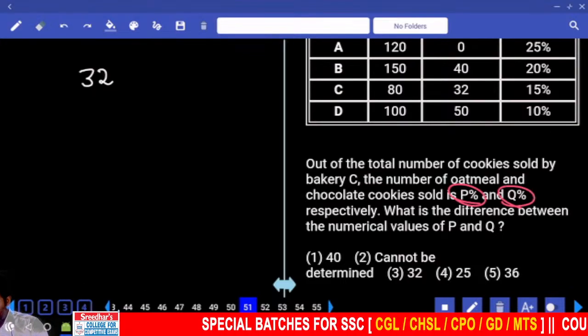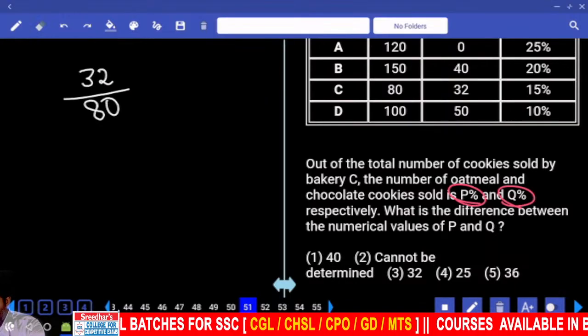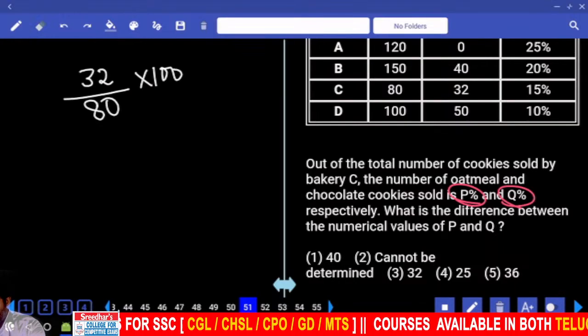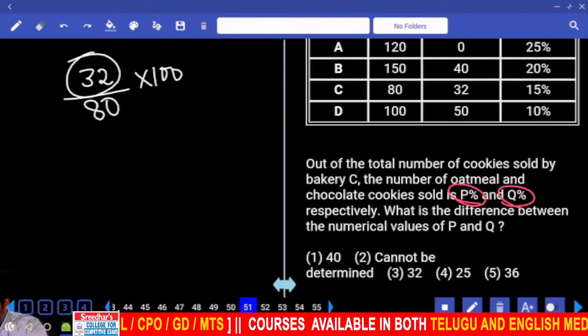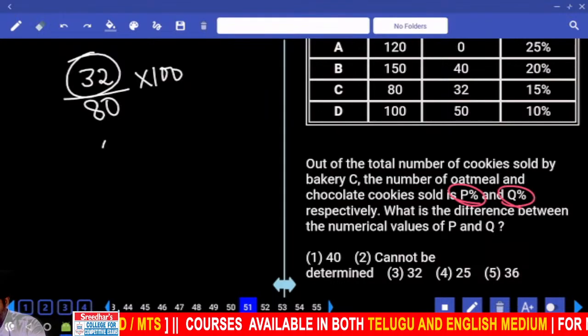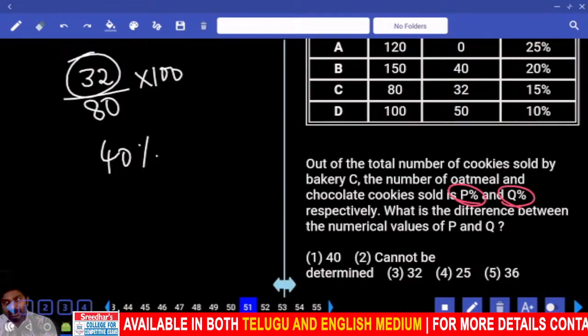But it is with respect to percentage. 32 calculated with respect to 80, percentage into 100, correct? What is 10% of the denominator? Numerator, how many 8s are there? That means the answer is 40%. We don't have to separately calculate what P and Q are.